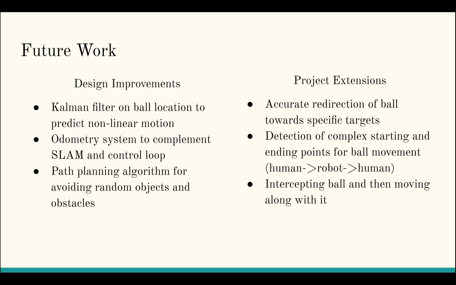An example of this could be if a human releases a ball and the robot gets to the ball and hits it towards another human. So this would be like passing the ball in soccer. And further building upon this could be where the robot could actually intercept the ball, stop it, and then maybe move along with it.